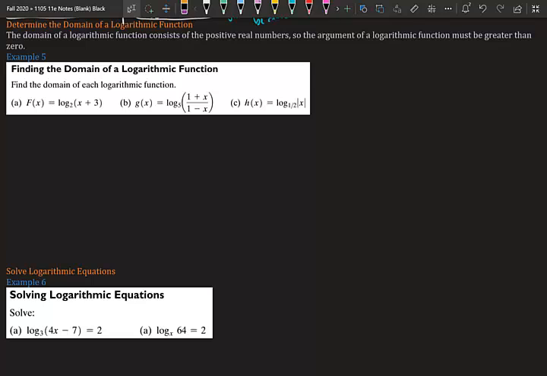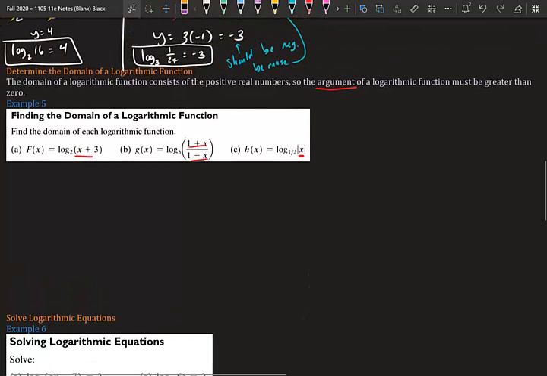The domain of a logarithmic function consists of the positive real numbers, so the argument of a logarithmic function must be greater than 0. So, argument, that's a new word for math. The argument is anything that's in a parenthesis or an absolute value. So that's the argument. You can have multiple arguments. You could have 1, 2, 3, 4, 5. You could have multiple arguments.